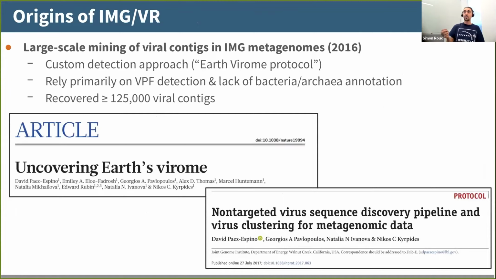Now, where does IMGVR come from in all this? Of course, when you have so many metagenome assemblies and metagenome contigs, one of the questions that at one point comes up is, do we have any cool viruses in there? And so that's really what triggered this large-scale mining of viral contigs in all the publicly available metagenomes at the time, which was 2016. And that's the Earth Virome paper that Joanne already mentioned, in 2016, led by David Paez.